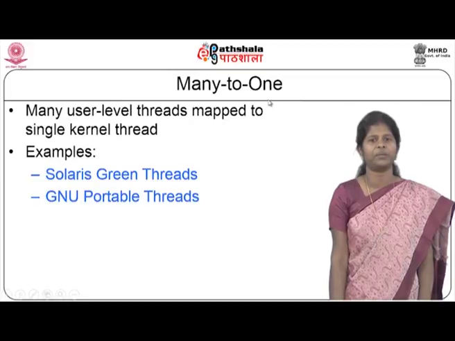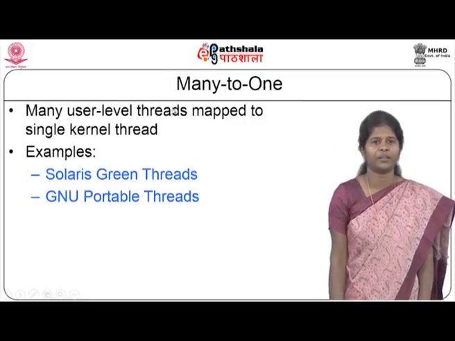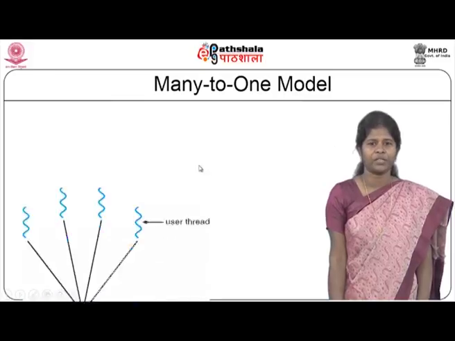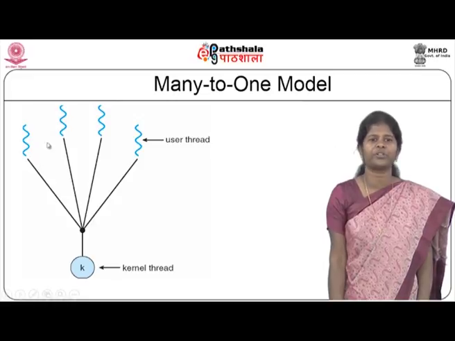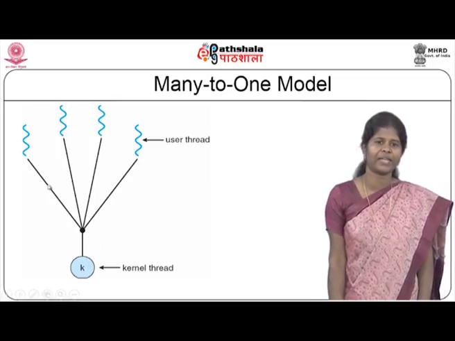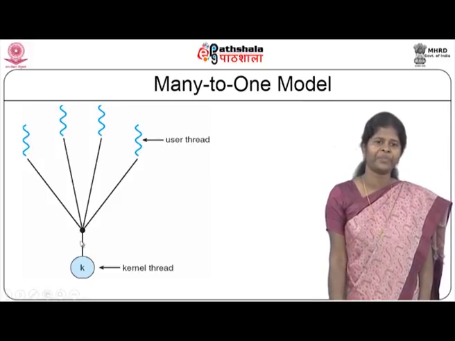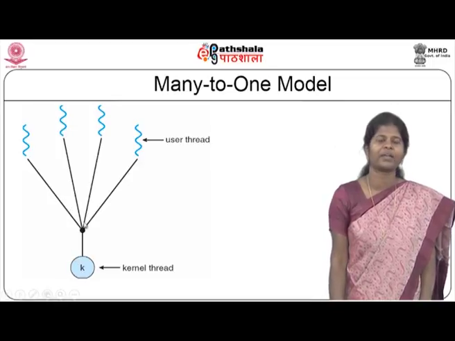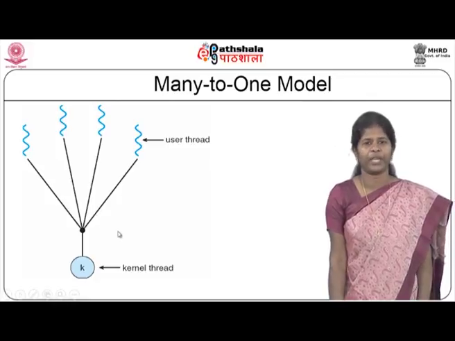The first one is the many-to-one multi-threading model. In the many-to-one model, many user level threads are mapped onto a single kernel thread. Look at this diagram. You find that there are a number of user threads and all are mapped onto a single kernel thread. So concurrency is limited: even though all can execute in parallel or concurrently, finally there is only one kernel thread which does the final execution. So, concurrency is limited in the case of the many-to-one model.